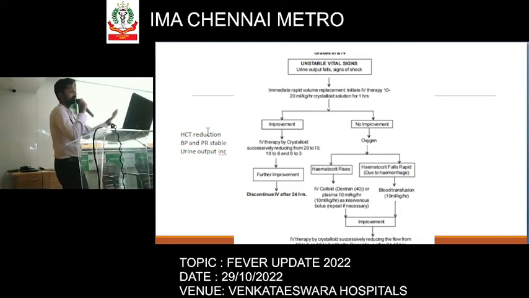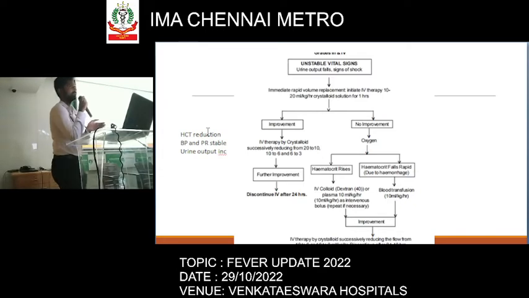Everything. If there is improvement, we can successively reduce the IV fluid requirements gradually from 20 to 10, 10 to 6, 6 to 3. It's just titration based. We can also reduce this 10 to 7, 7 to 3 on any basis. Next, with further improvement, we can discontinue the fluids after 24 hours.